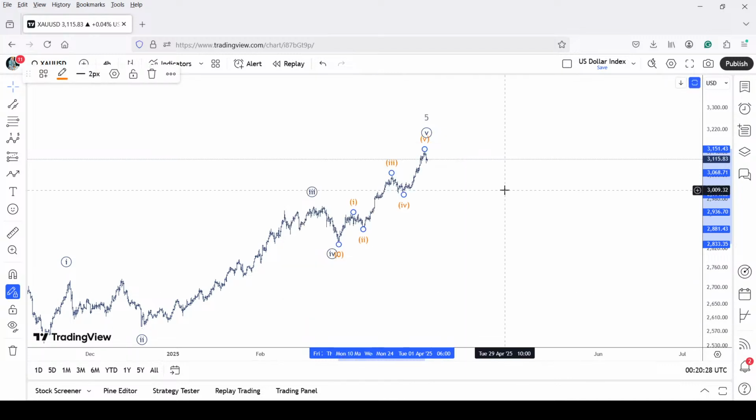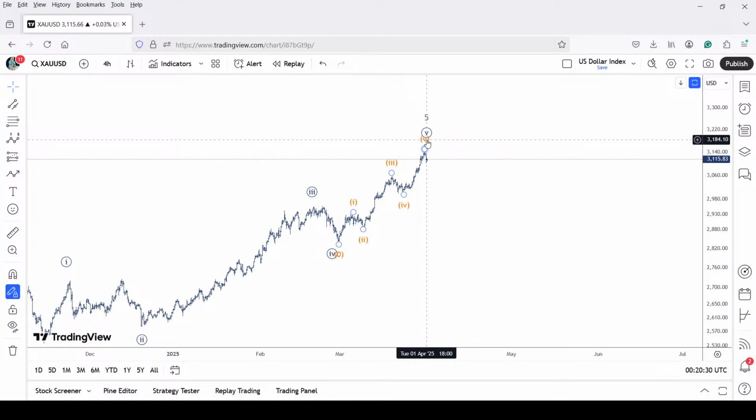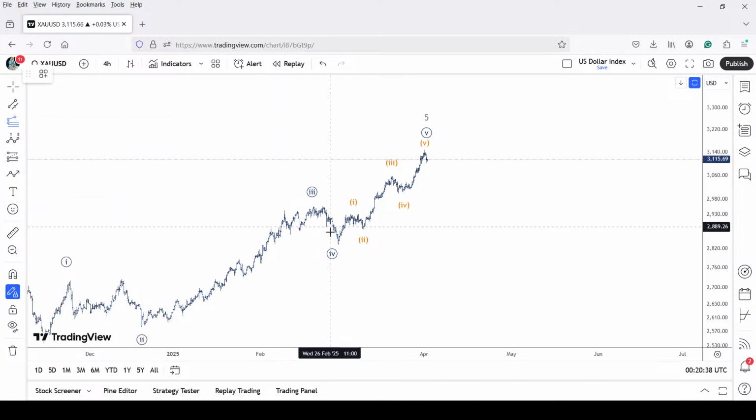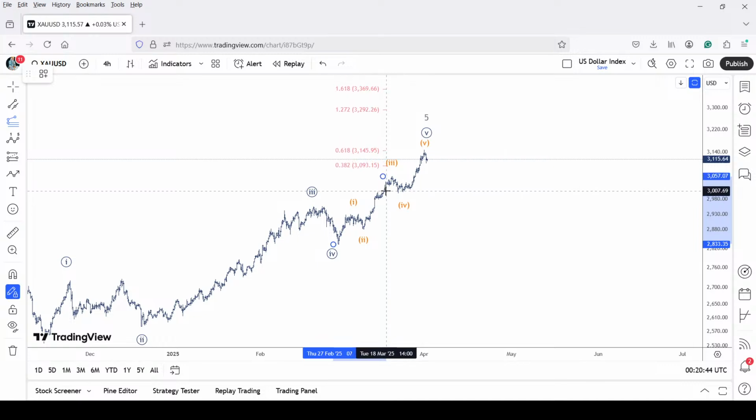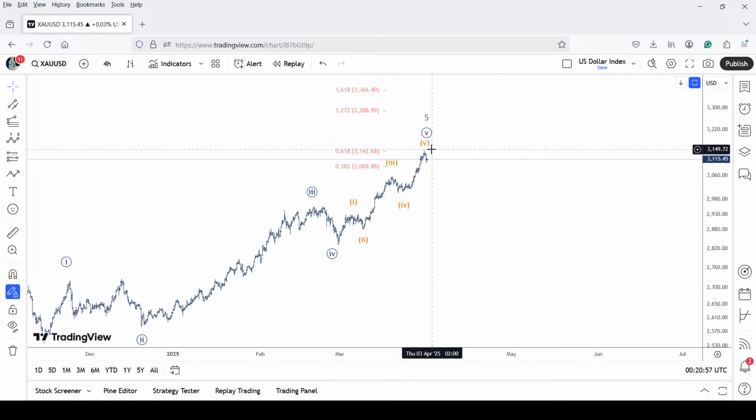All right, and not only the waves are completing, but also the Fibonacci extensions are completing. There you go. The 61.8% already complete. It was extending towards 3142. Now it has hit the 3145 mark. So that is also complete. The channel is completing. It's tested the channel resistance as well.